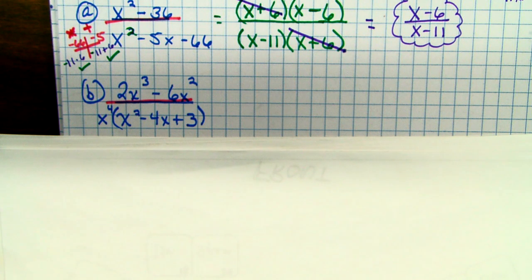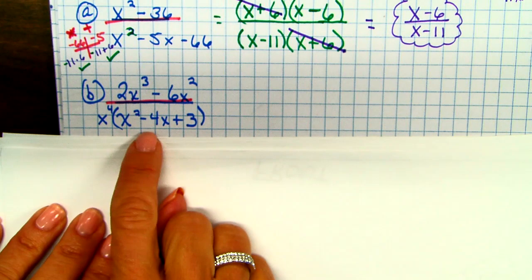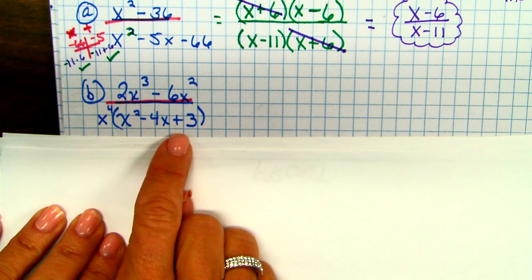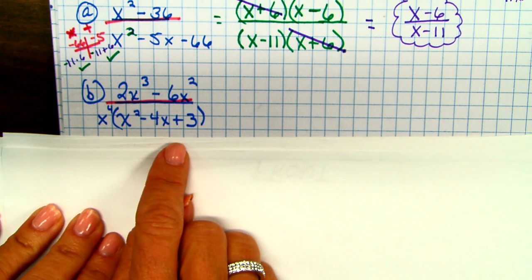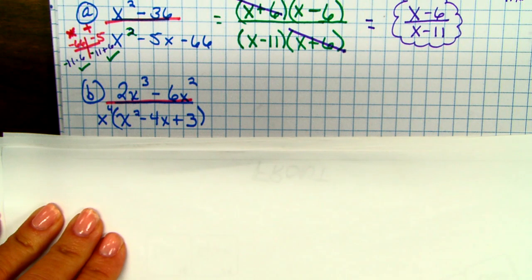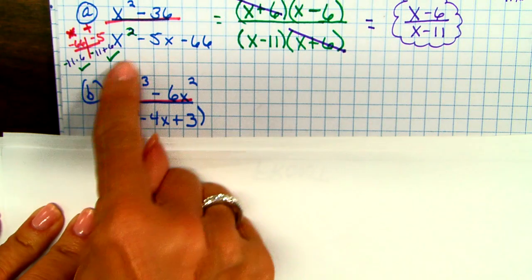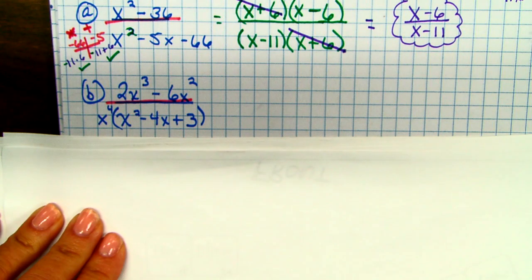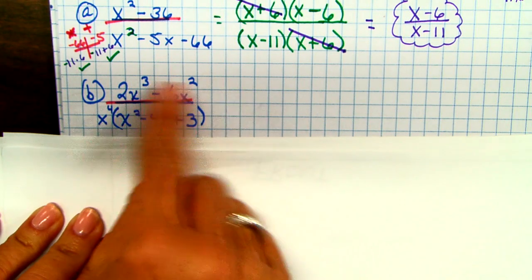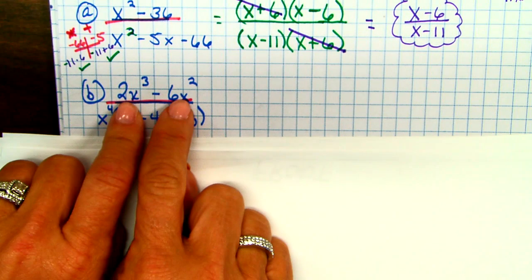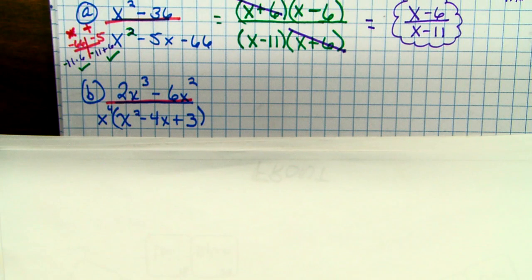So 2x to the third minus 6x squared over x to the fourth, on the outside of the parentheses of this chart problem, x squared minus 4x plus 3. Lots going on there, right? But don't get overwhelmed by looking at the whole problem. Piece by piece is what we're going to do. So look at your numerator. Use your notes from yesterday until you feel comfortable. But that's a GCF problem. They have something in common that we can factor out.